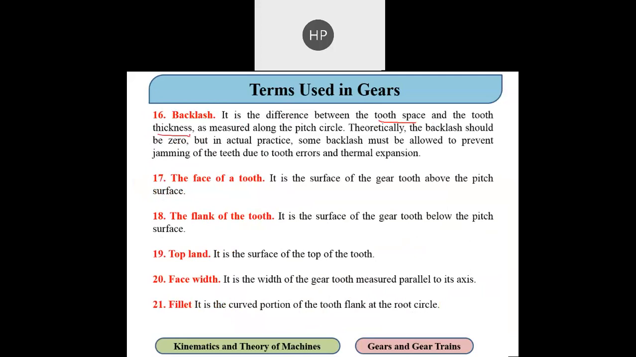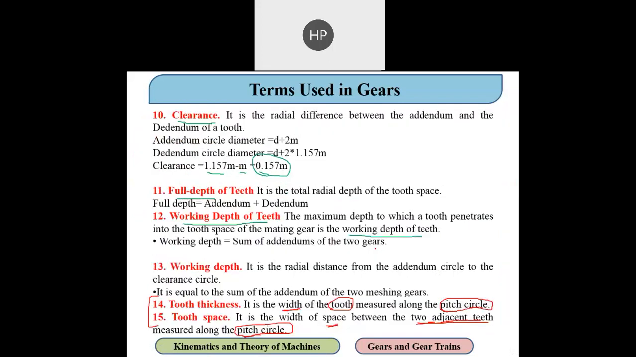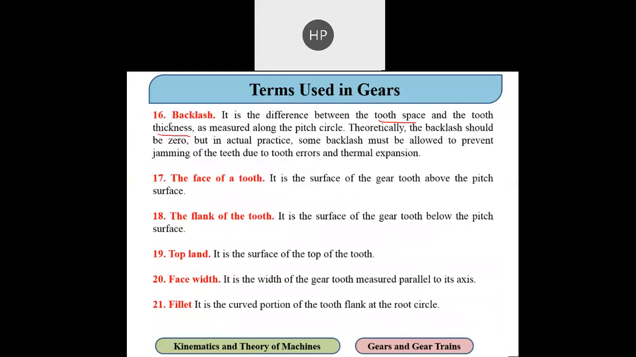Tooth space we have already seen. It is the distance measured along the two teeth, this one. This is the tooth space and this is the tooth thickness. When we see the difference, there is a slight difference, and that difference or gap is known as backlash, as measured along the pitch circle. Where do we have to measure? We have to measure along the pitch circle.